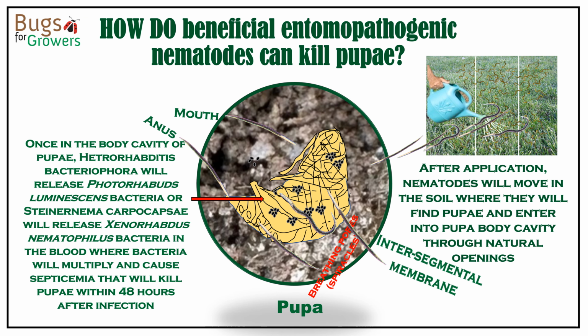Like grubs, beneficial nematodes can also kill pupae of May and June beetles within 48 hours after infection.